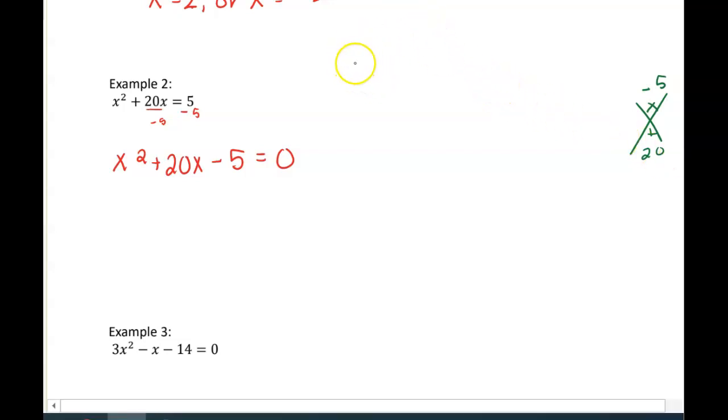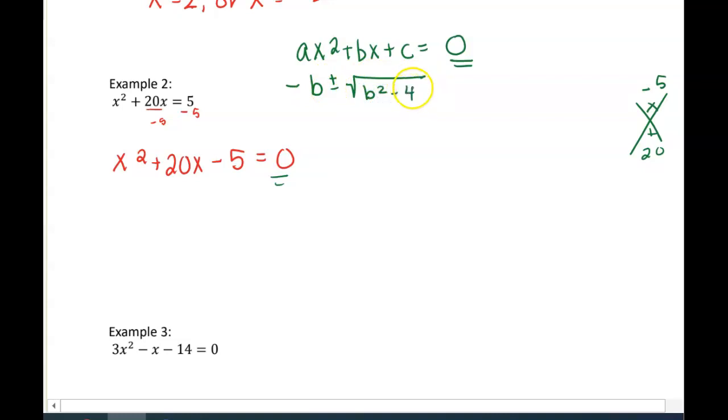Okay, so what I'm going to do is I'm going to use the quadratic formula. Now, in order to use that, it has to be equal to 0, which I have. But I do want you to know that if it's not equal to 0, you have to make it be equal to 0. Okay, and the quadratic formula is negative b plus or minus square root of b squared minus 4ac, all over 2a. Okay, well, if I look at this, my a is the number in front of my x squared, which is just 1. My b is 20, and my c is negative 5.